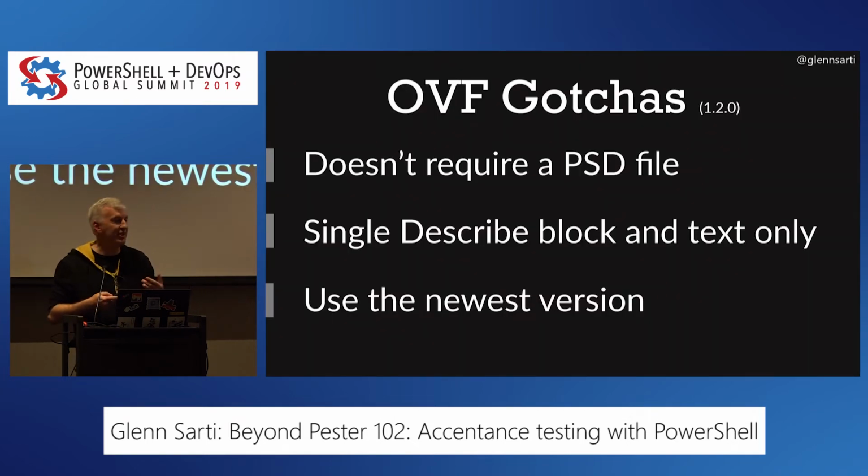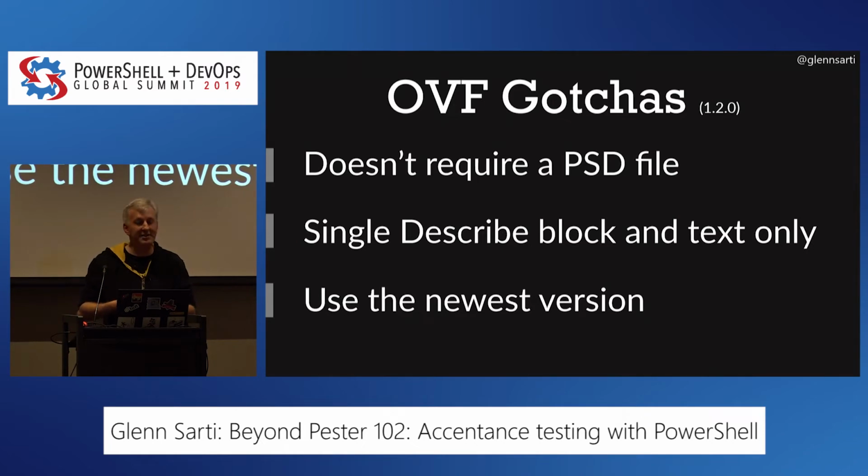So a couple of gotchas that I tripped up on when I was converting my Pester tests to OVF. A lot of the examples that you'll see around OVF talk about a PowerShell module, which implies you need a module manifest file. It's not strictly a requirement for OVF, but if you intend to publish the module to the gallery, you're going to require a PSD1.